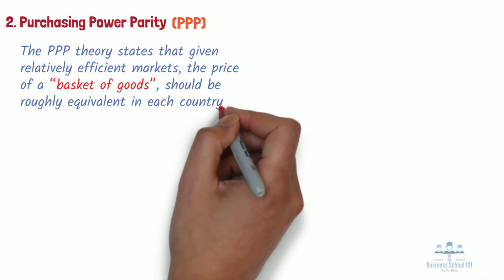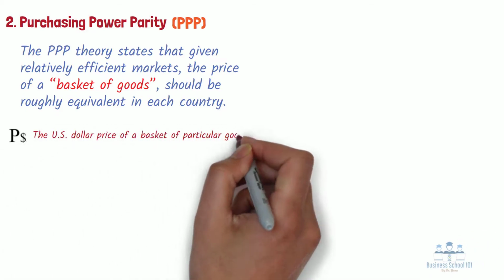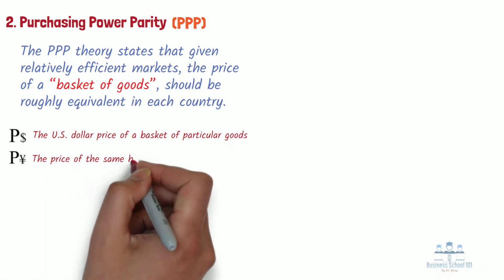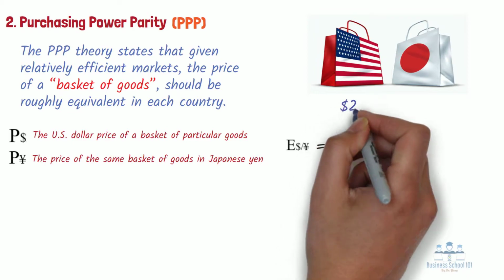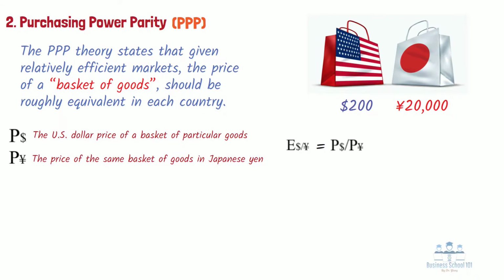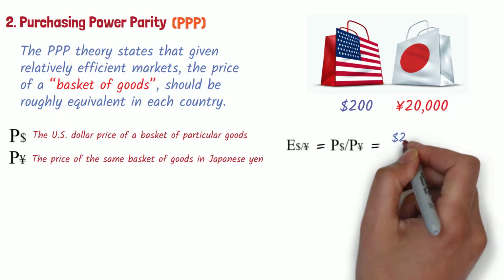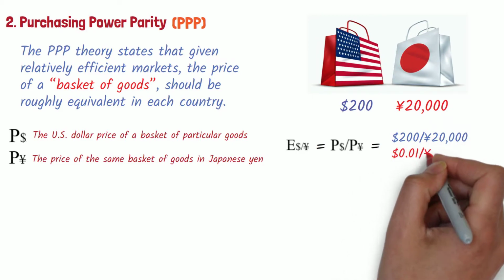To express the PPP theory in symbols, let P$ be the US dollar price of a basket of particular goods, and P¥ be the price of the same basket of goods in Japanese yen. The PPP theory predicts that the dollar to yen exchange rate should be equivalent to P$ over P¥. Thus, if a basket of goods costs $200 in the United States and 20,000 yen in Japan, PPP theory predicts that the dollar to yen exchange rate should be $200 to 20,000 yen, or 1 cent per Japanese yen.